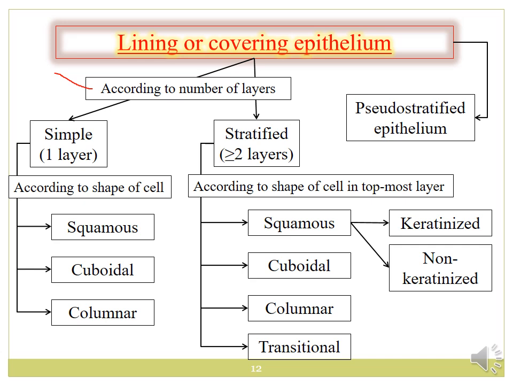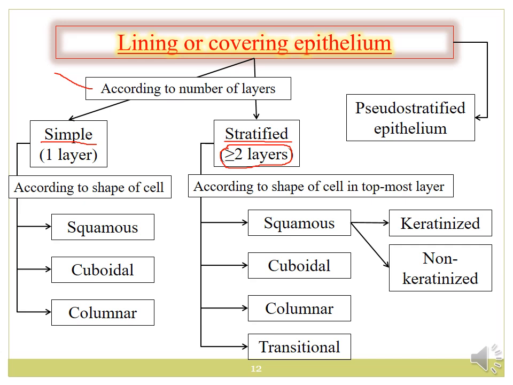If the epithelium contains one layer, it is called simple. If the epithelium contains multiple layers, it is called stratified. Now pay attention, when we are talking about epithelium and we say multiple layers, we mean that we have two or more layers. So if an epithelium is formed of 2 layers, it is considered stratified. If it is formed of 20 layers, it is considered stratified. So according to number of layers, it is either simple or stratified.